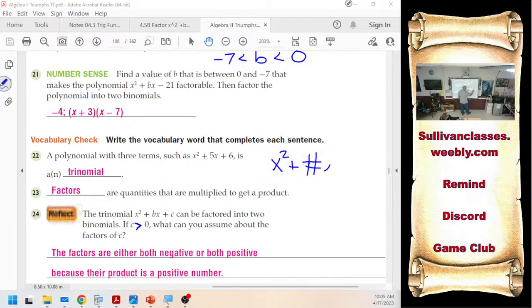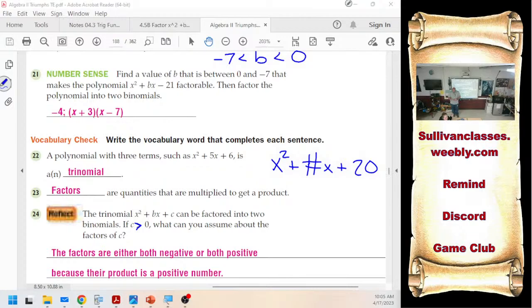So they're saying I'm going to have x squared plus something plus, and then this is going to be a positive number. I'll just make something up and say it's 20. What is the only way that I'm going to make a positive 20 by multiplying two things together?